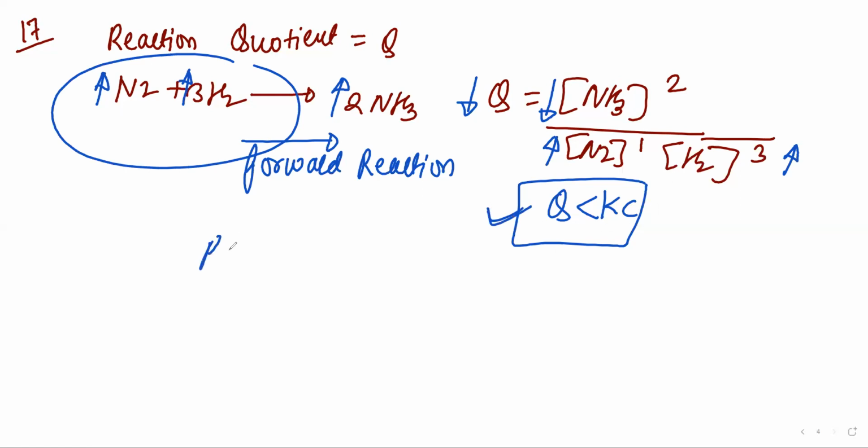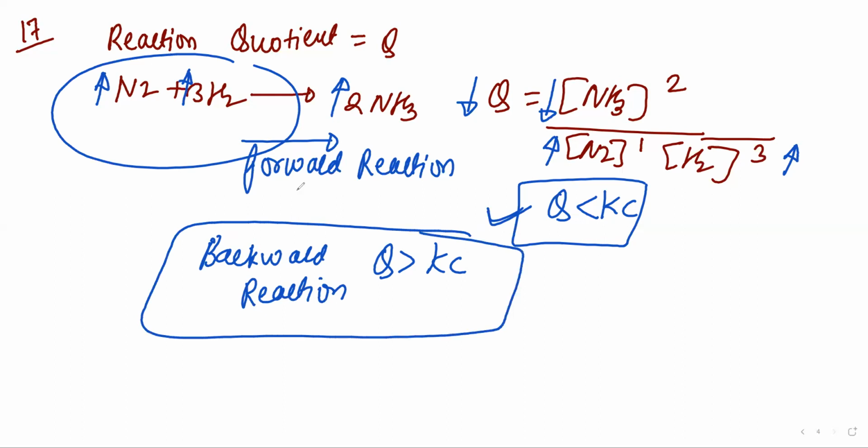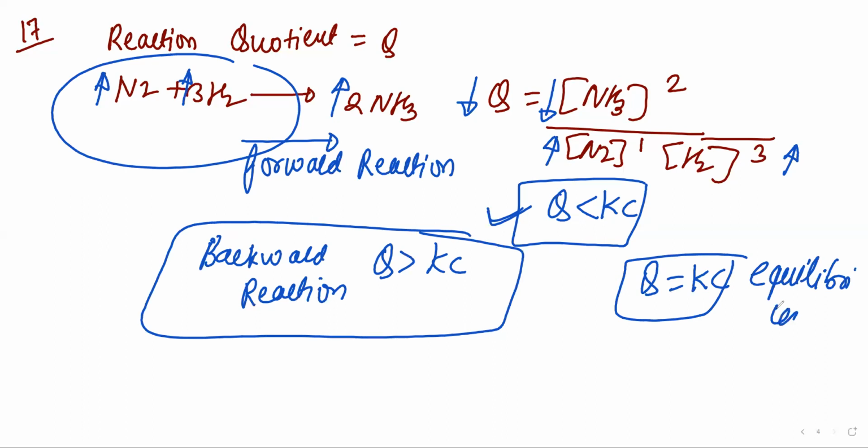And to make it go backward, what should be the relation? This should be reversed. So Q will be greater than Kc. This is the backward reaction condition. And for equilibrium, Q will be equal to Kc. This condition is at equilibrium. So please add these 2 points more, as they can be asked in another question also.